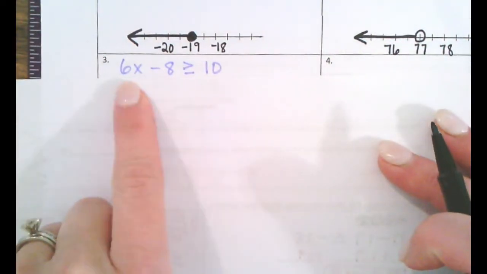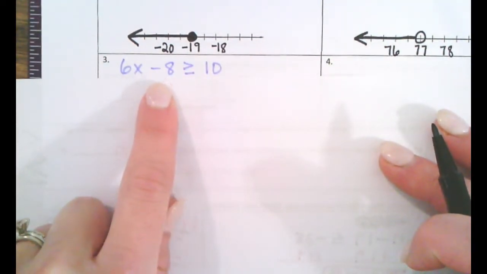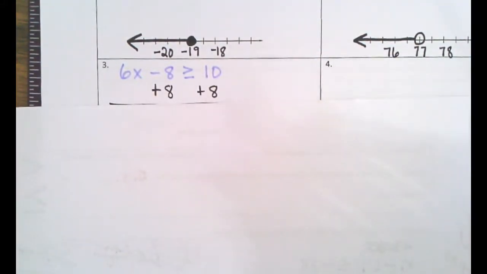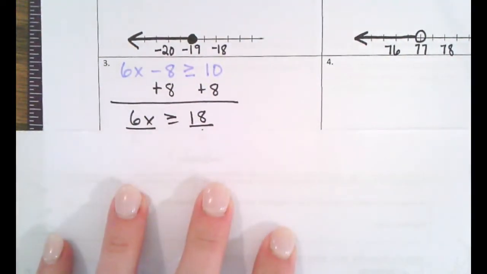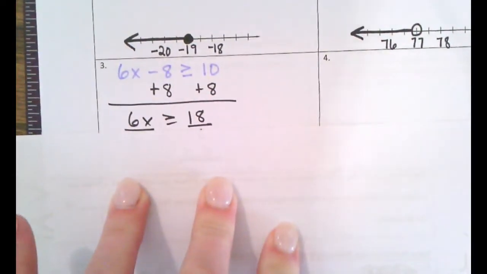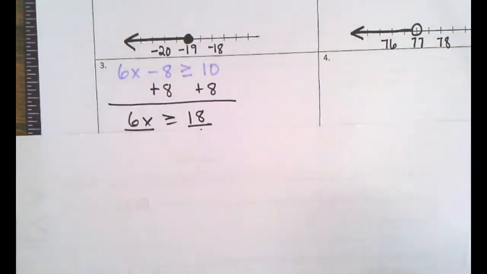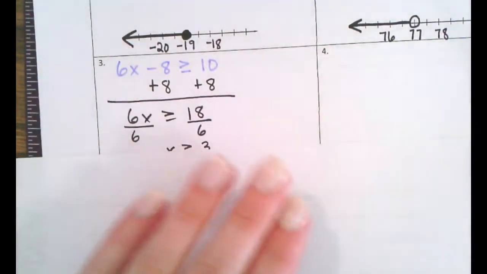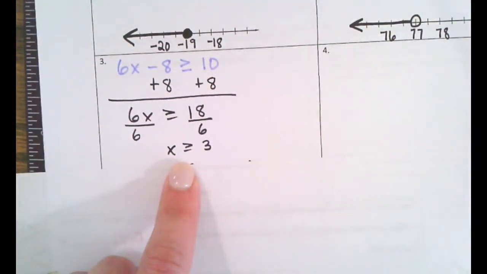The first thing I noticed to get x by itself is that 8 was subtracted from it. So I first added 8 to both sides. Once I added 8 to both sides, I had 6x is greater than or equal to 18. Then 6 was multiplied to x, so in order to get rid of the 6, I divided by 6 on both sides. Simplified, and I got that x was greater than or equal to 3.